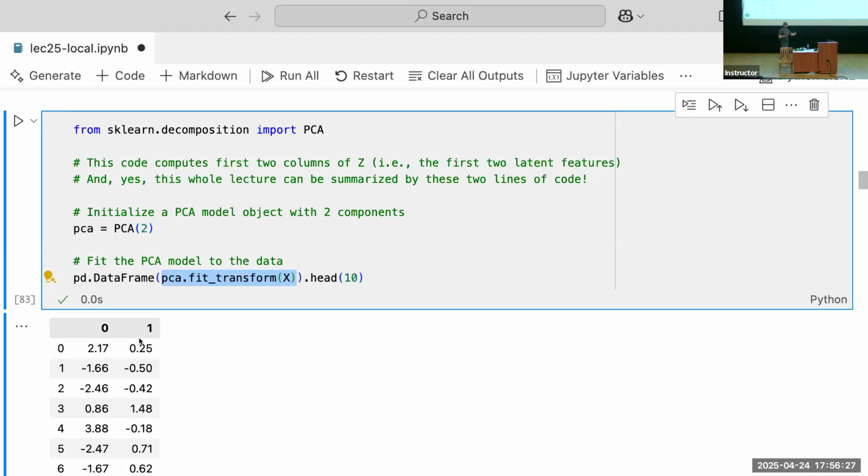Notice we didn't have to center X. sklearn is going to do that for us. But we do have to standardize ourselves.